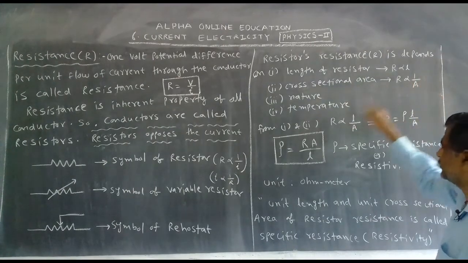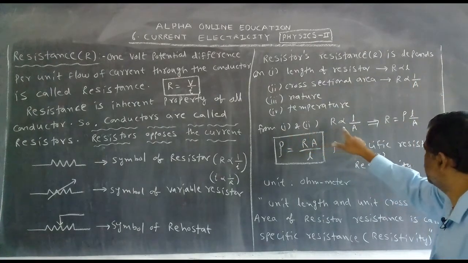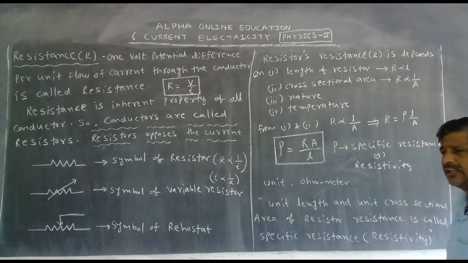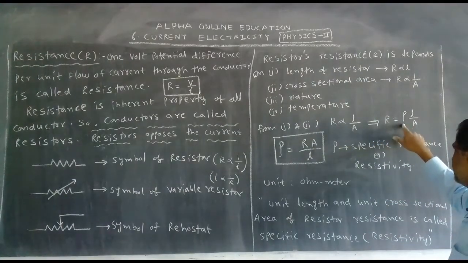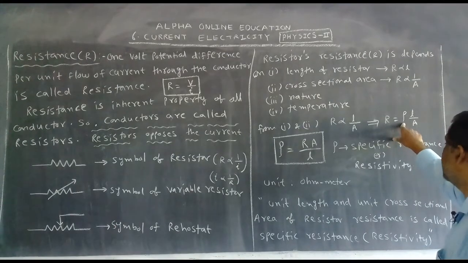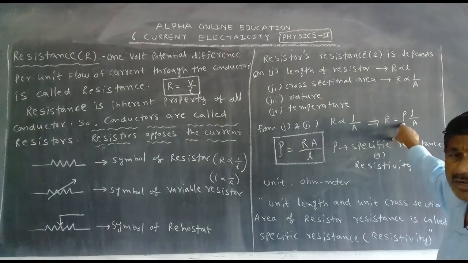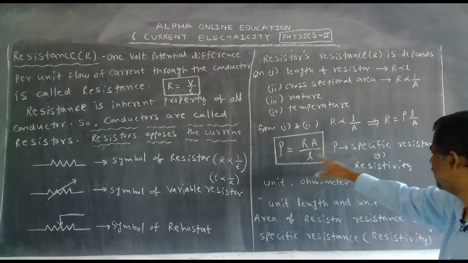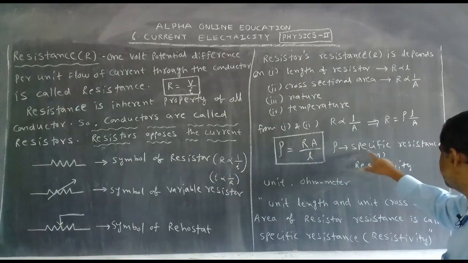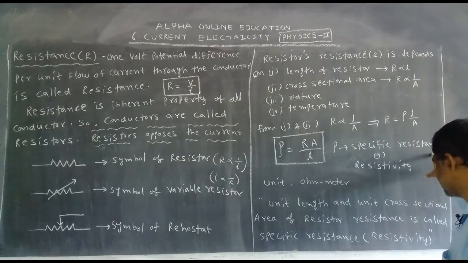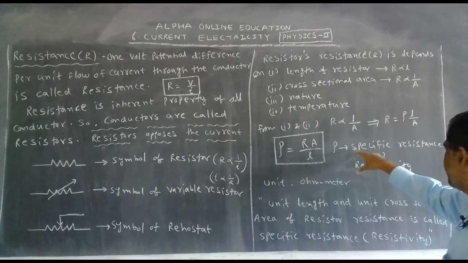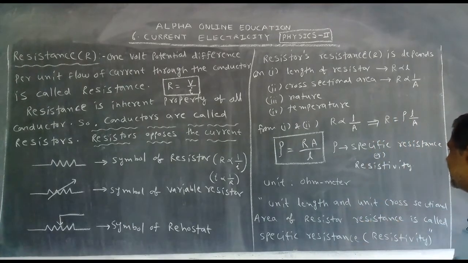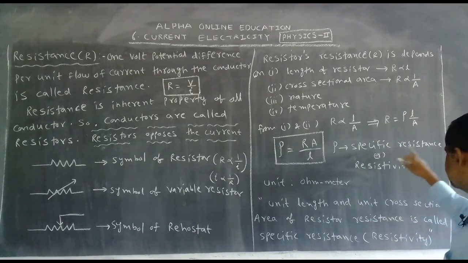Take these two, from 1 comma 2, R proportional to L by A. If we remove the proportionality, we will get one constant, denoted by rho. Rho is equal to RA by L. What is rho? Rho is called specific resistance. It also has another name. What is another name of specific resistance?